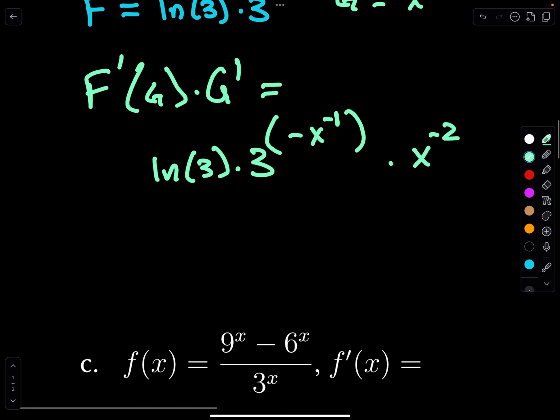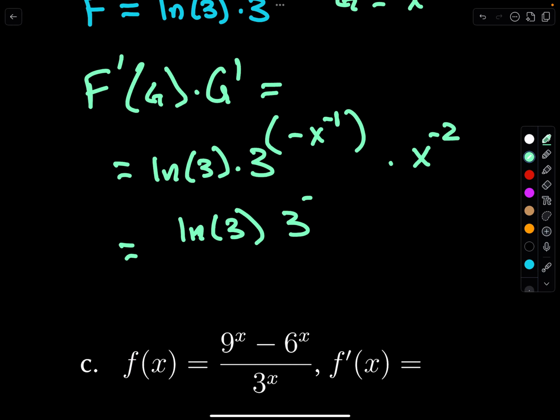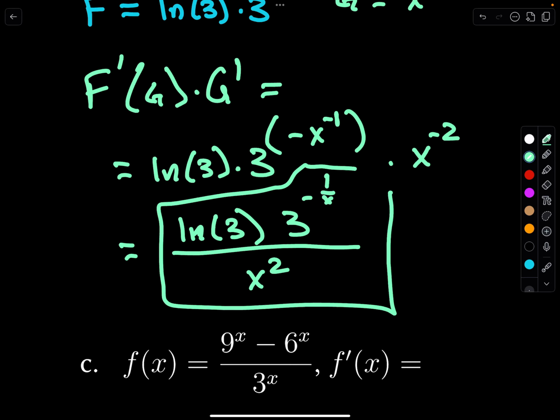Of course, that's correct the way it is, but it would be nice if we could clean this up just a little bit. So I'm going to do that. Natural log of 3 times 3 to the negative 1 over x, all over x squared. Just looks a little better.